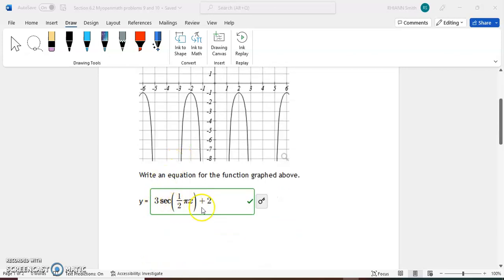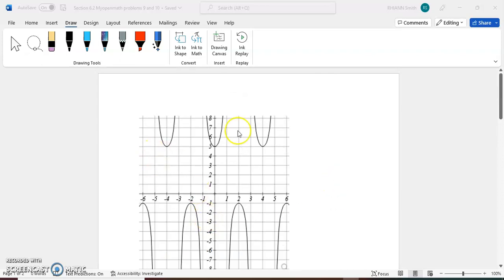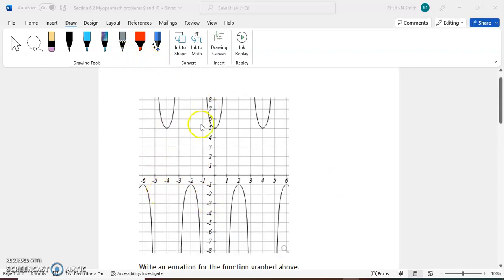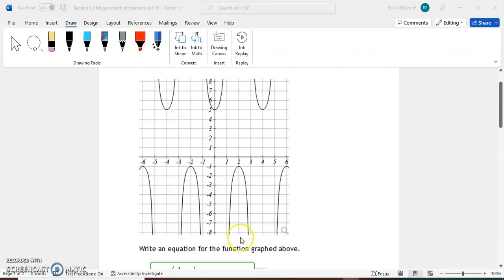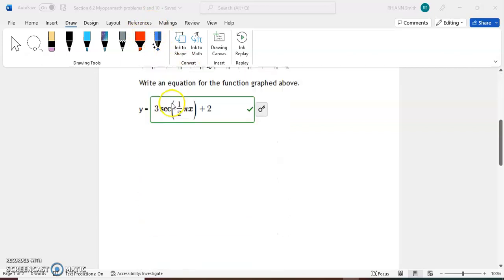And so this is the answer I got. As you can see, it's correct. But we are going to just look at the graph and work from there. So it says, write an equation for the function graphed above. And so the first thing I'm going to find is the midline. As we know, the midline is represented as C within an equation.